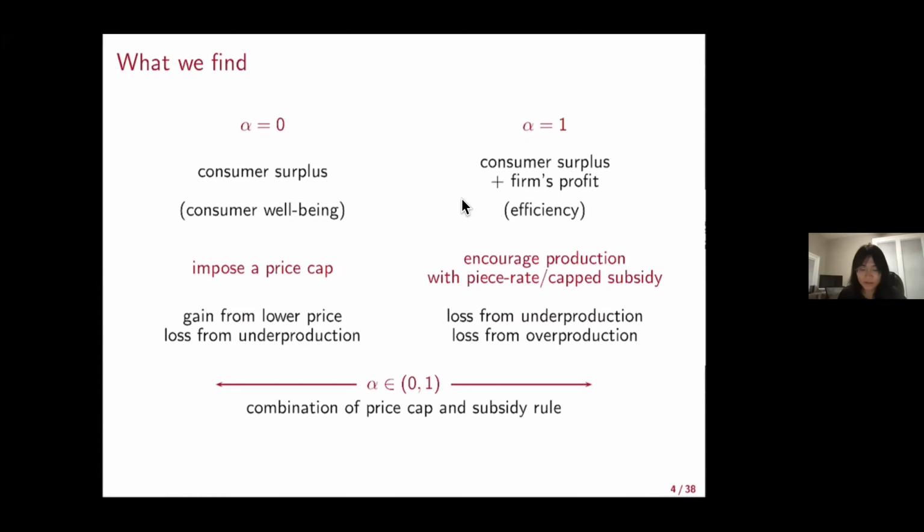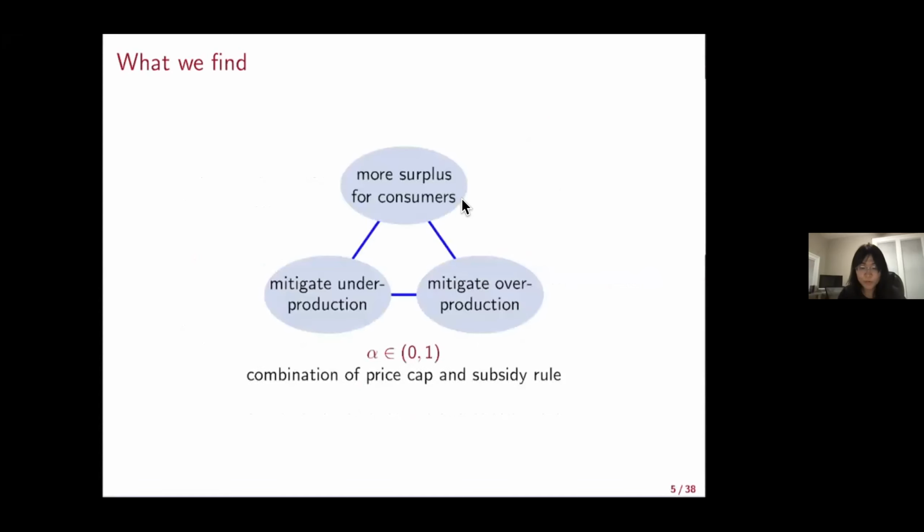Now we will see that the optimal policy basically would balance three objectives from the regulator. He wants to give more surplus to the consumers. He wants to mitigate the underproduction that is intrinsic in a monopoly problem. He also wants to make sure that his subsidy does not incentivize too much overproduction. Are there any questions at this stage?